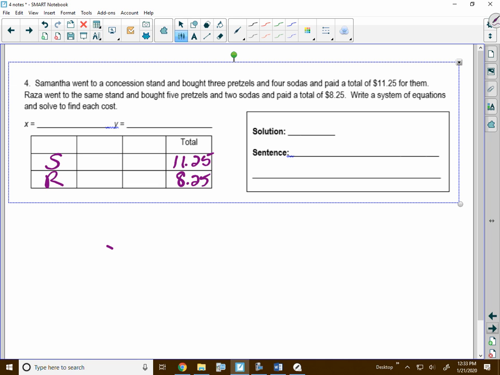What are our variables? What are X and Y going to represent? Is it the number of pretzels and the number of sodas, or is it the price of pretzels and the price of soda? The price. Okay, so price. We'll say X is soda and Y is pretzels. Okay, so Sammy bought how many sodas? 4. So 4X and 3 pretzels, so 3Y.